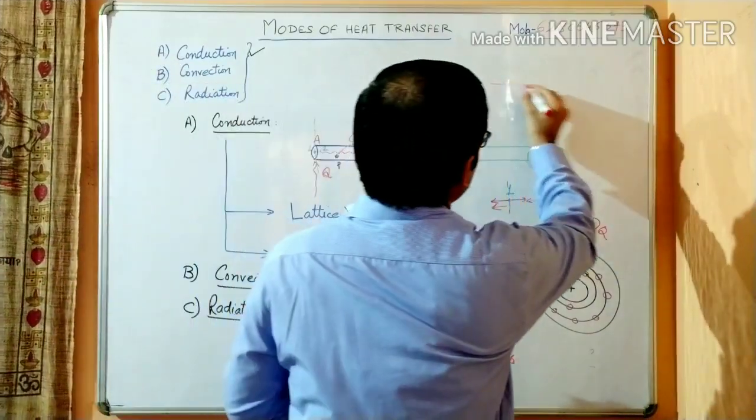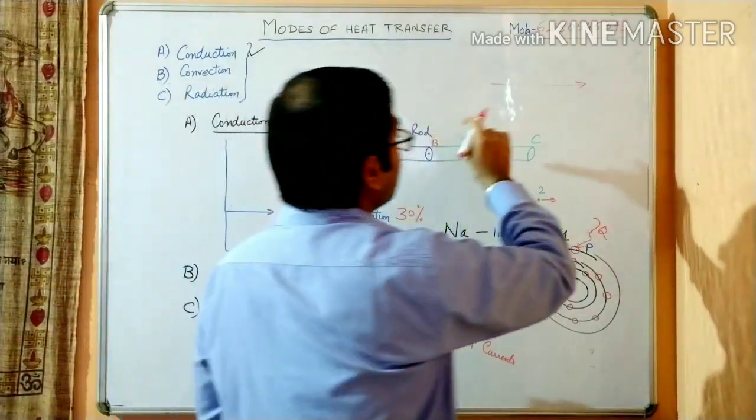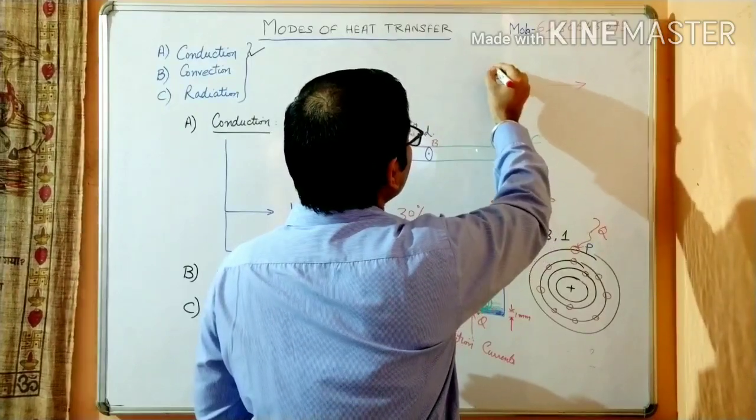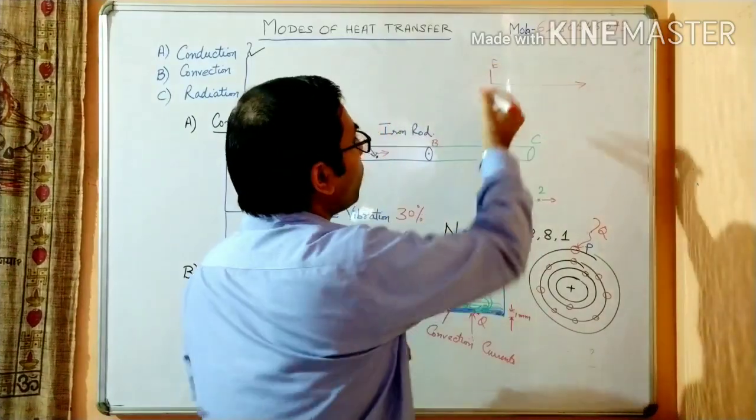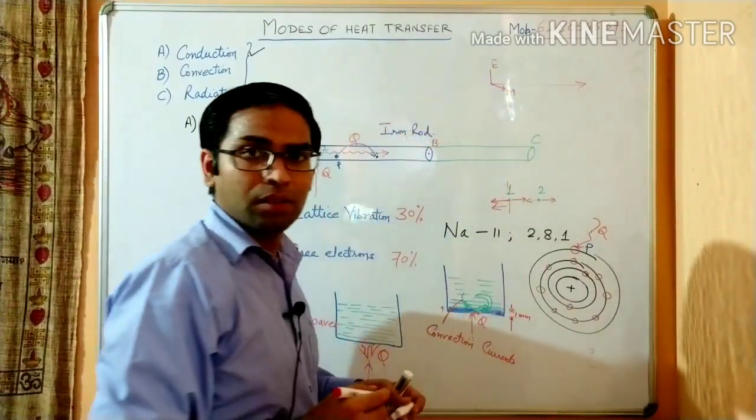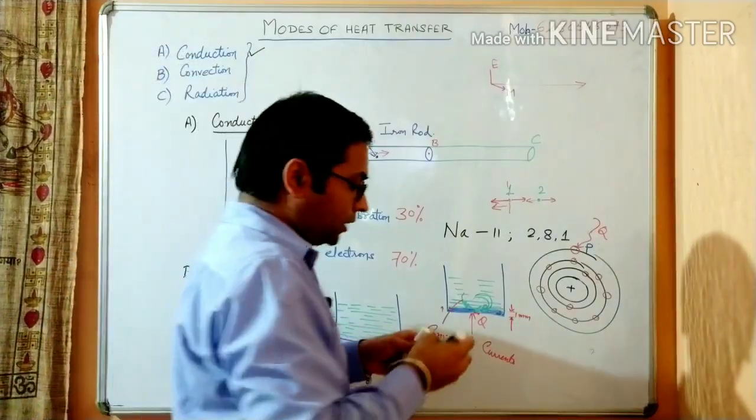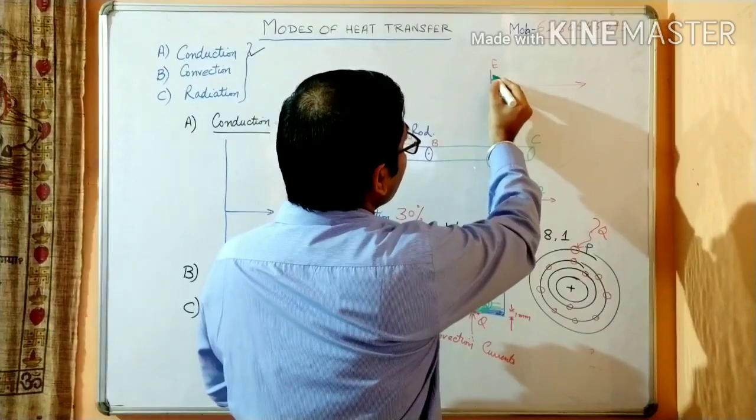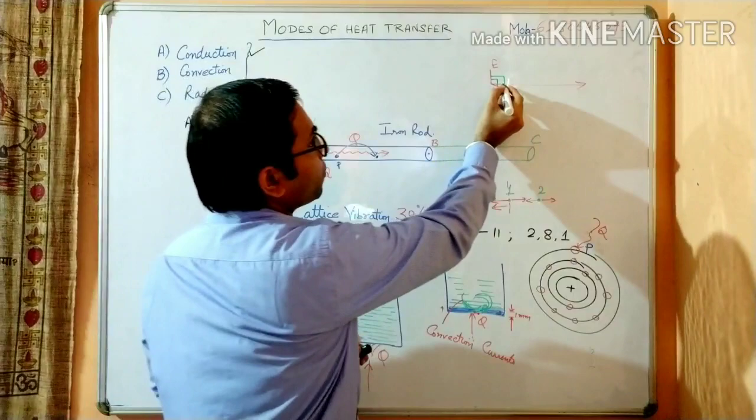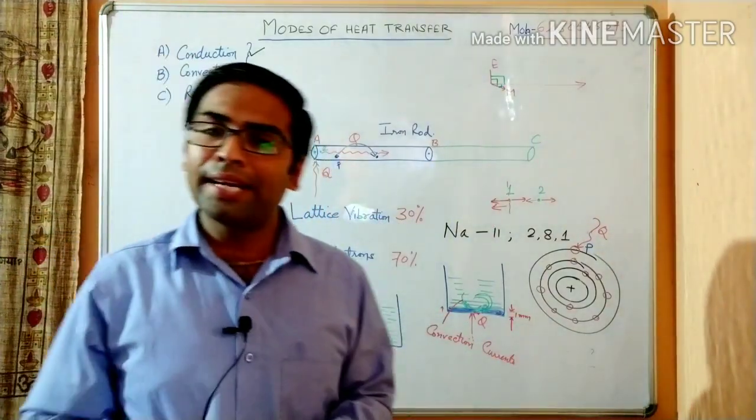Like, if this is the direction of the movement of the radiation, it will carry one electric field, suppose it is E, and one magnetic field, suppose it is M. So it will contain both the fields, and both will be mutually perpendicular to each other, as well as to the direction of propagation of radiation.